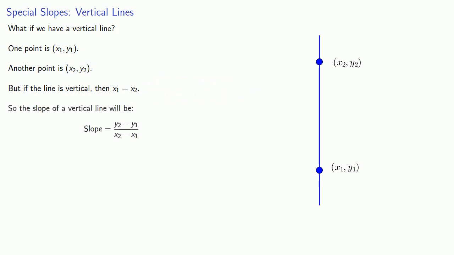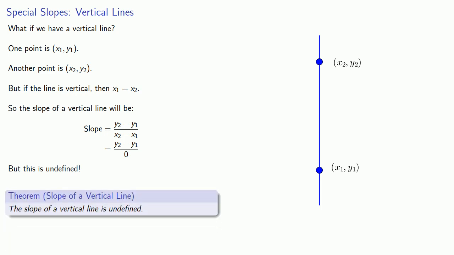Because the line is vertical, I know that x1 is equal to x2, so this denominator, x2 minus x1, is 0. And we got a problem because we're trying to divide by 0. This is undefined. So this proves another important result. The slope of a vertical line is undefined.